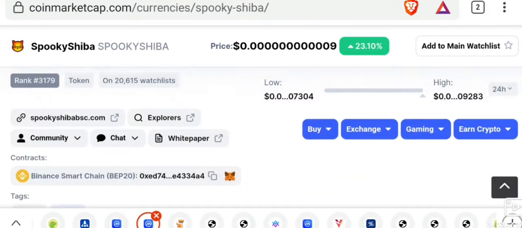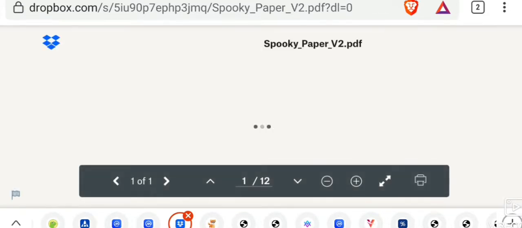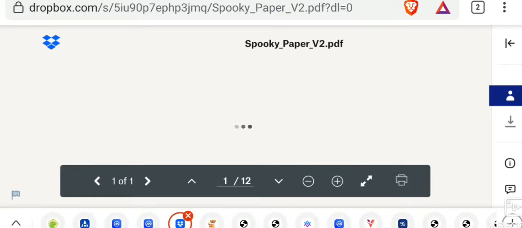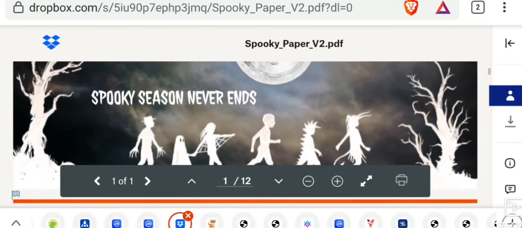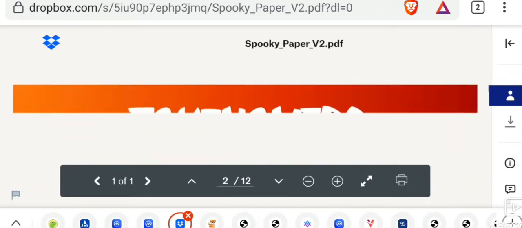Spooky Shiba. So let's see the white paper. Spooky Shiba presents. It's taking a while to load, apologies. Okay, spooky season never ends. Not sure if I'm enjoying the font, it's a little bit like a Simpsons Halloween edition.